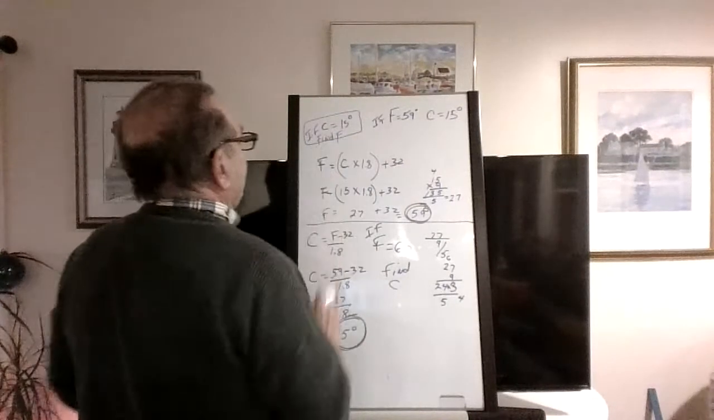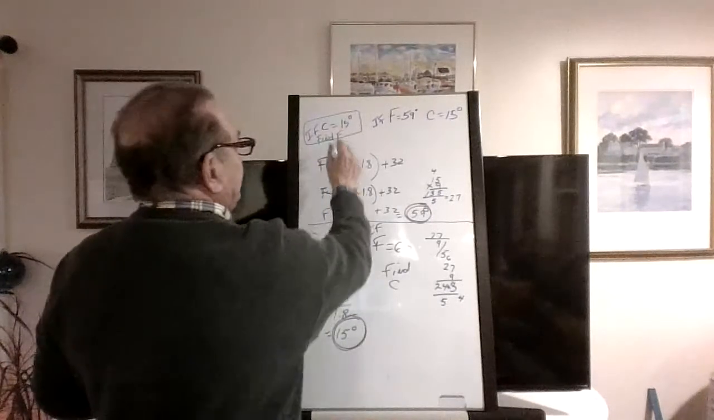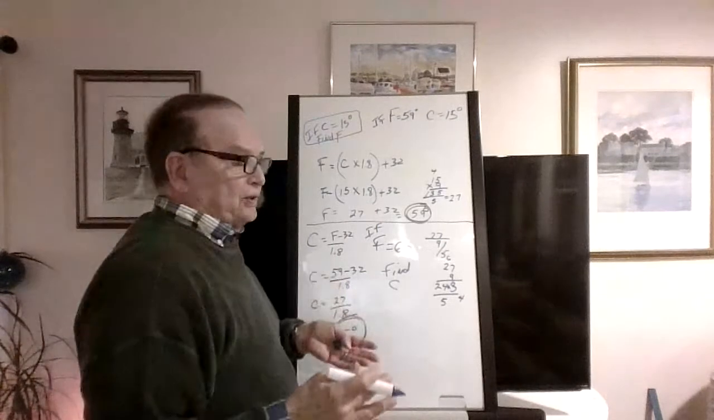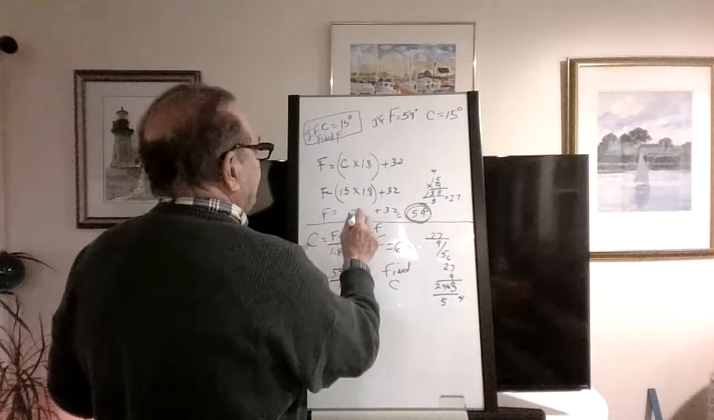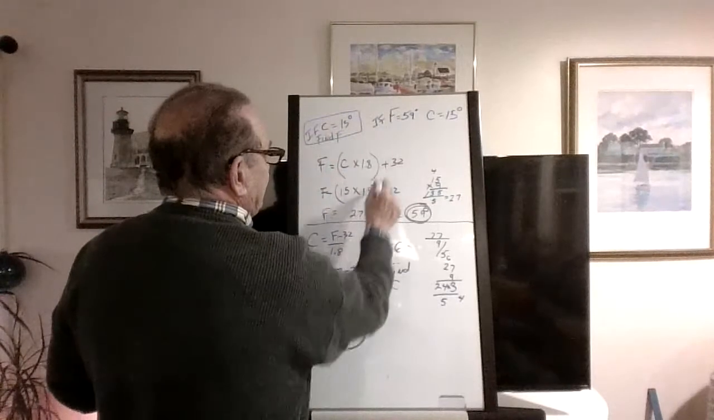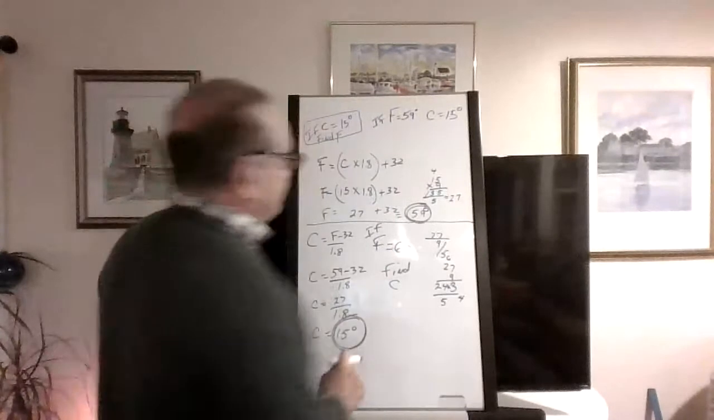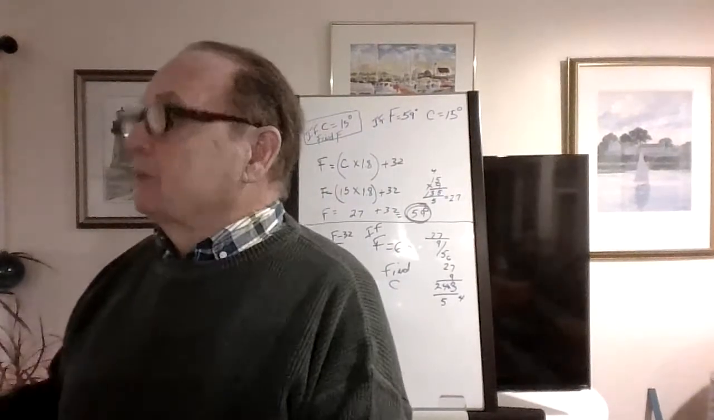Let's try this. If C is 15, find F. Here's the formula, write it like this: F equals C, 15, times 1.8. 1.8 is just one of those fixed things like pi. 15 times 1.8 is 27, plus 32. 27 and 32, 59. Done. Now that's the proof if you're going to use a slightly different formula.